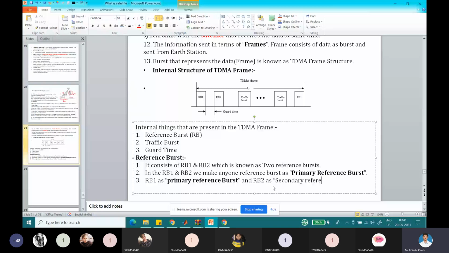If we go for the next one that is being represented, okay, which is nothing but we want to represent the next one. In RB2, the second Earth station, from whom?